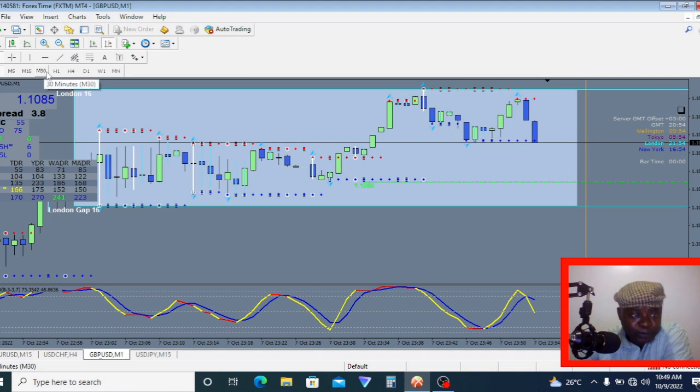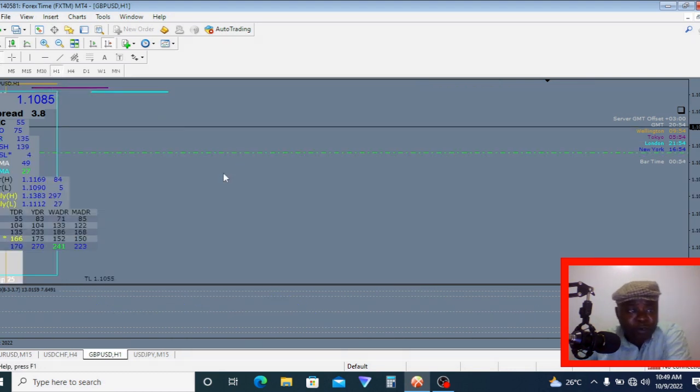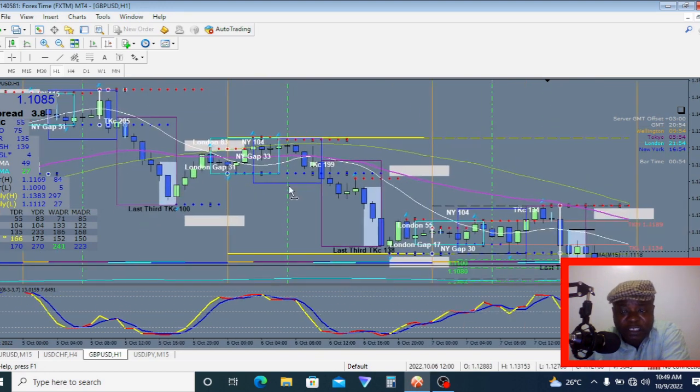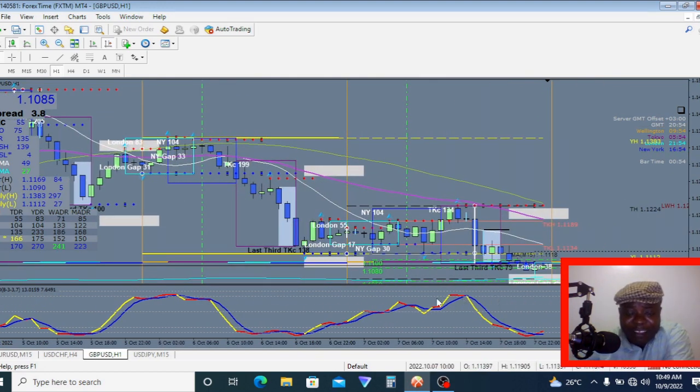Today I am on the 1 hour chart of Great Britain's USD, which is the cable. Now I have my stochastic here. This is the way I use my stochastic to take an entry. If you look at this chart, you will quite agree with me that it is basically different from the chart I've been using in analyzing my trade. Most of the time, I put this in a different system and have the other chart in a different system so that I'll be able to do a top-down analysis.